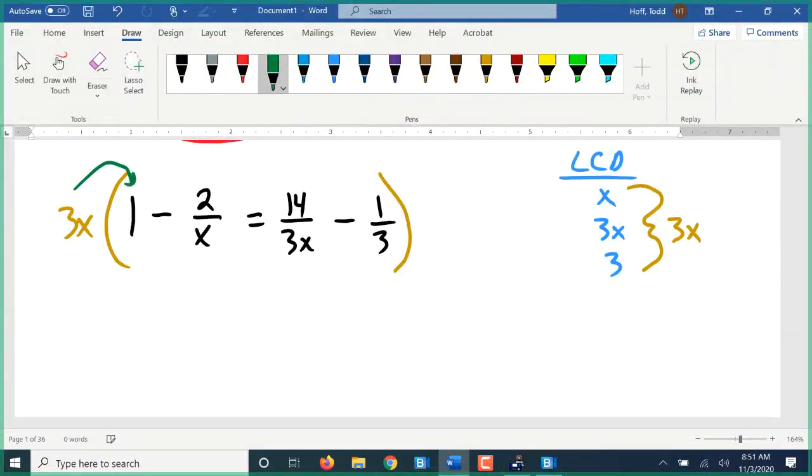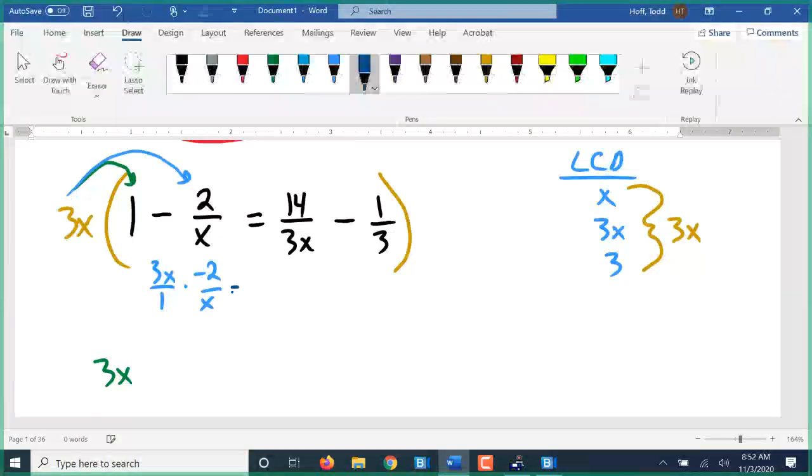Well, 3x times 1 is just 3x. 3x times negative 2 over x. We'll make that 3x over 1 times negative 2 over x. 3x times negative 2 is negative 6x. 1 times x is x. Negative 6x divided by x is negative 6.